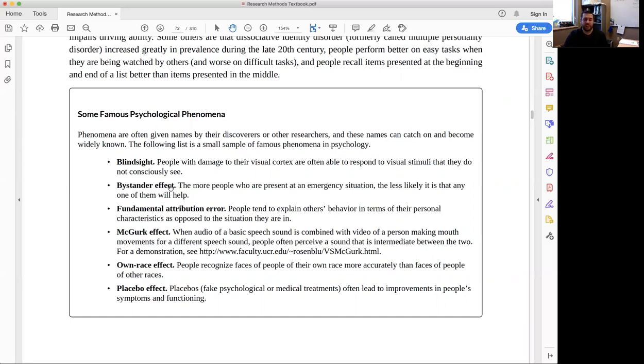So we've seen that time and time again. Fundamental attribution error: people tend to explain other people's behavior in terms of personal characteristics as opposed to the situation they are in. The example I really like to use for this one is if somebody is driving and they cut you off, odds are you shout out some expletives, you have some very nasty thoughts about them, and it's typically personality driven. That's something about that person.